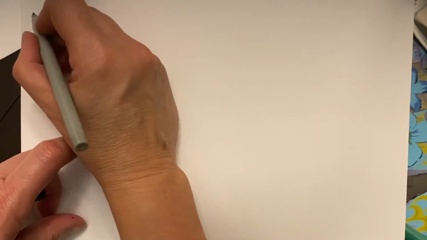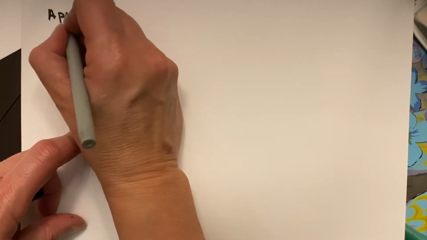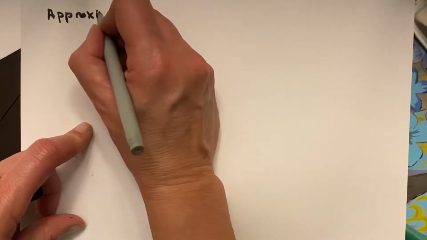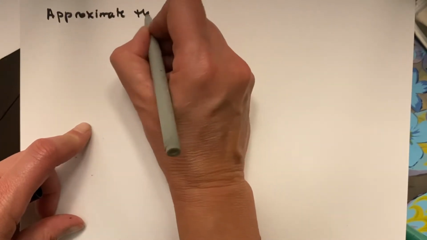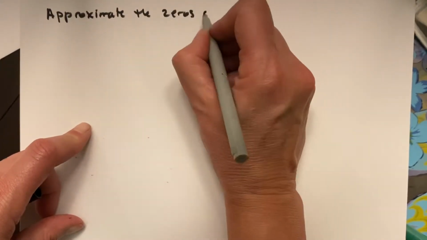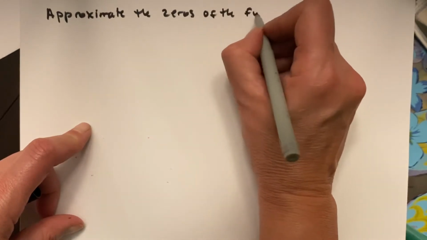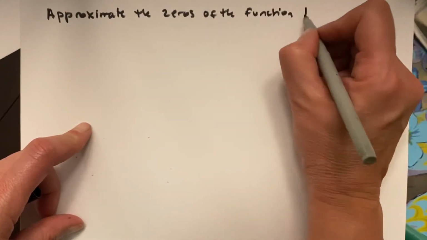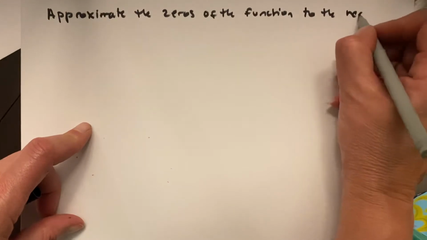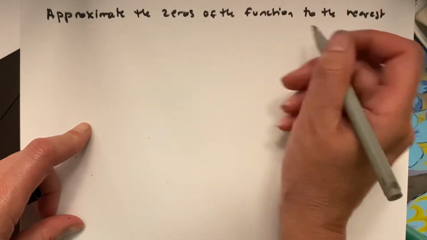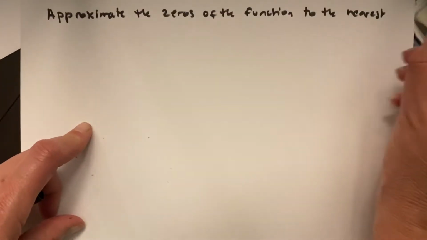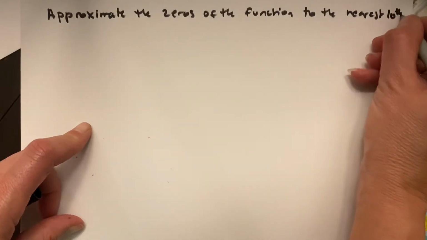Before I do completing the square, I need to take a little segue because some of the tests ask you to do something that is not in the review, and normally with my students I make sure I include it. So this is: approximate the zeros of the function to the nearest tenth. I guess I can fit 10th. I just can't write it out.